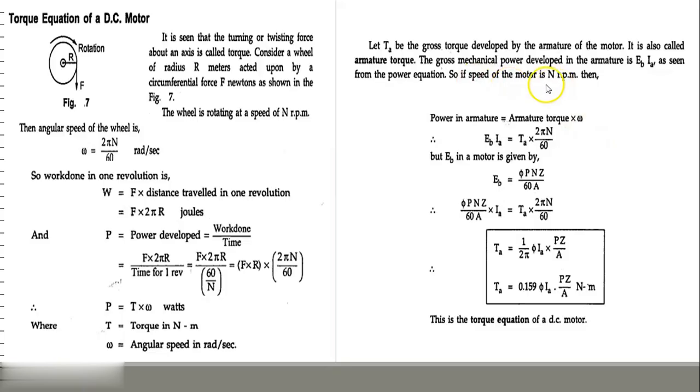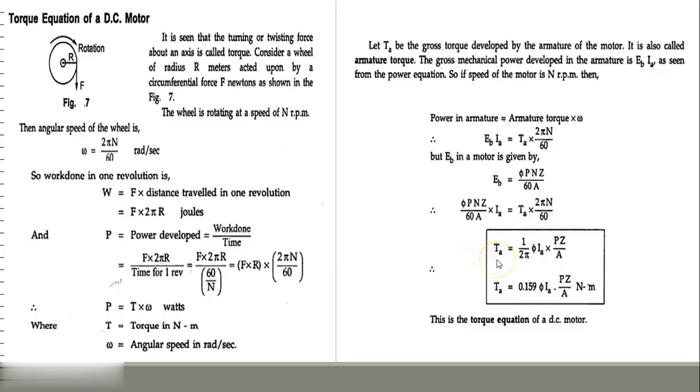If the speed of the motor is n rpm, then take power in armature on one side and power developed on the other side. That means on the left hand side we have electrical power Eb into Ia. On the right hand side we have mechanical power, that is TA into 2 pi n divided by 60. But the back EMF equation is phi P N Z divided by 60A. So instead of writing Eb, you can write phi P N Z divided by 60A into Ia, equal to TA into 2 pi n by 60.